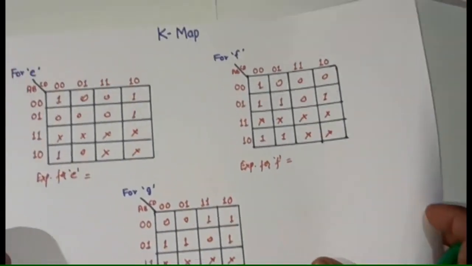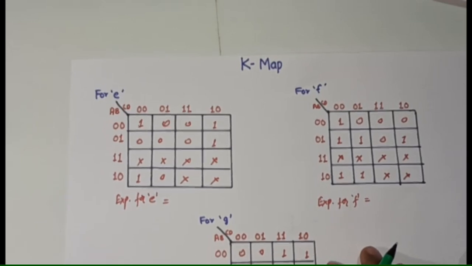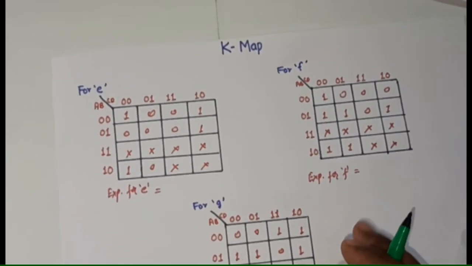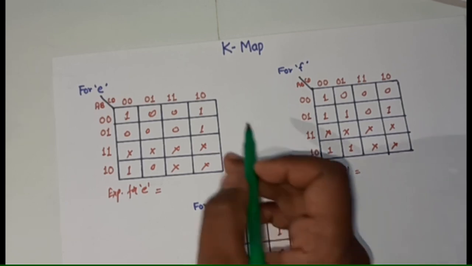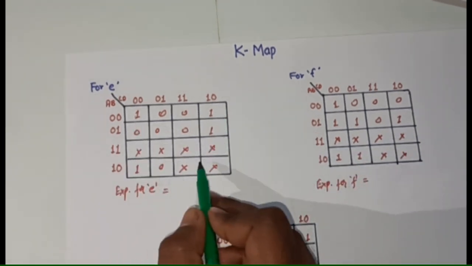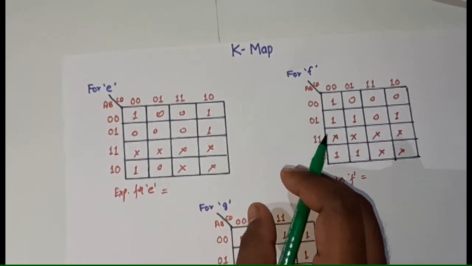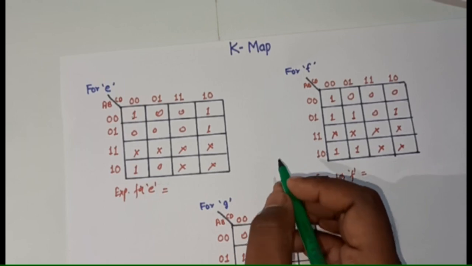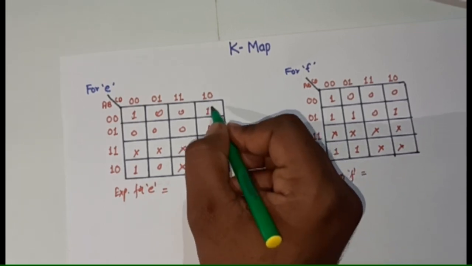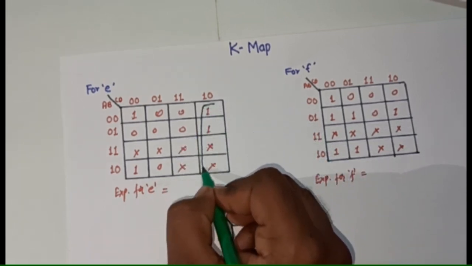Now the K-map for E. First, find out the possibility of forming an octet. Is there any possibility of an octet? No, because none of them are all together. But there is a possibility of finding a quad. So we'll find the first quad, this will be our first quad.